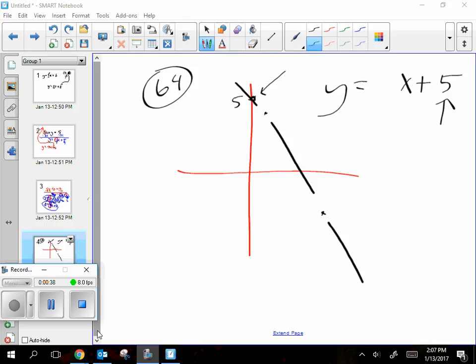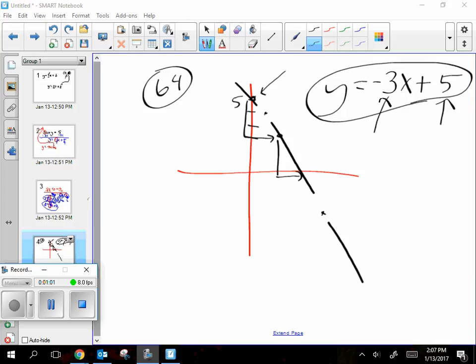We're on problem 64. What is the slope of that thing? Well, I can tell you it's negative. Negative 3 was correct. Why? Because it goes down 3 and over 1. Okay, so the slope of that thing was negative 3. Therefore, that's the equation. What do you need? Slope, y-intercept. That's the y-intercept. That's the slope.